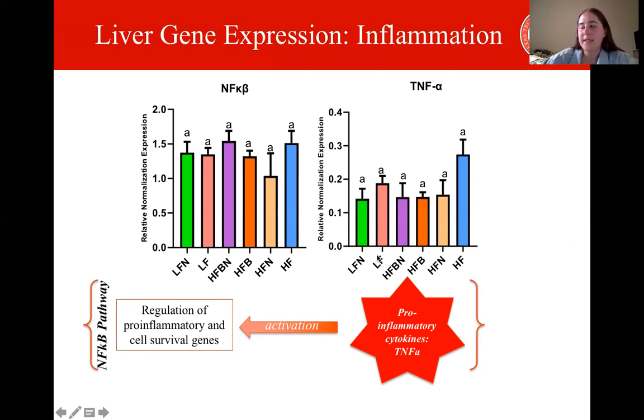Here, we can see that there's not very much variation between the groups, but we do see that in TNF-alpha, the highest expression is found in the high-fat group, which is interestingly followed by the low-fat group. In the NF-kappa B expression, we can see that the high-fat N group has the lowest expression, even when compared to the low-fat groups, which is interesting.